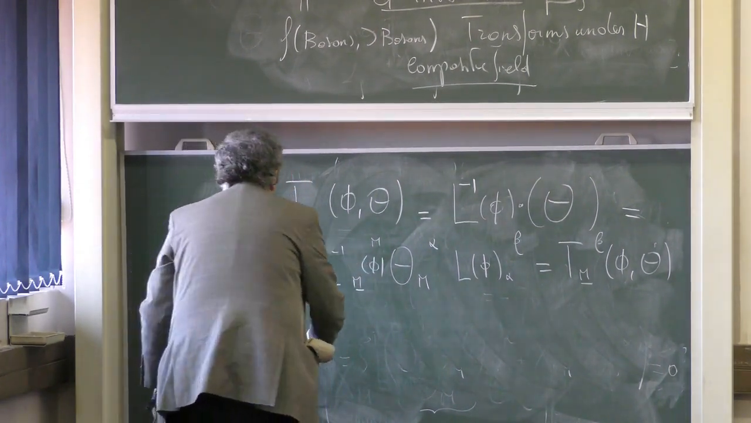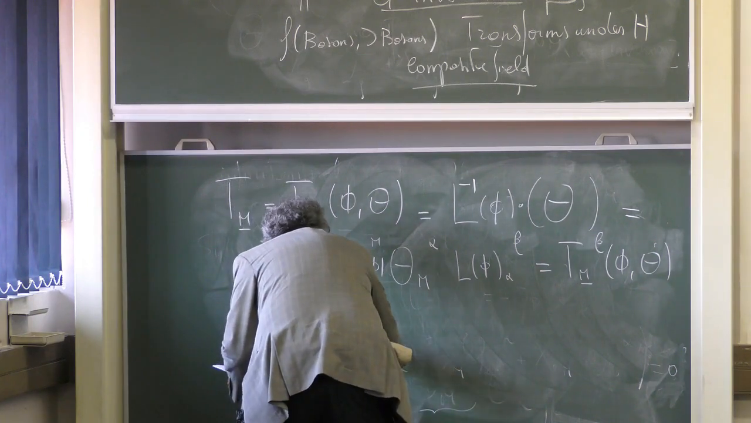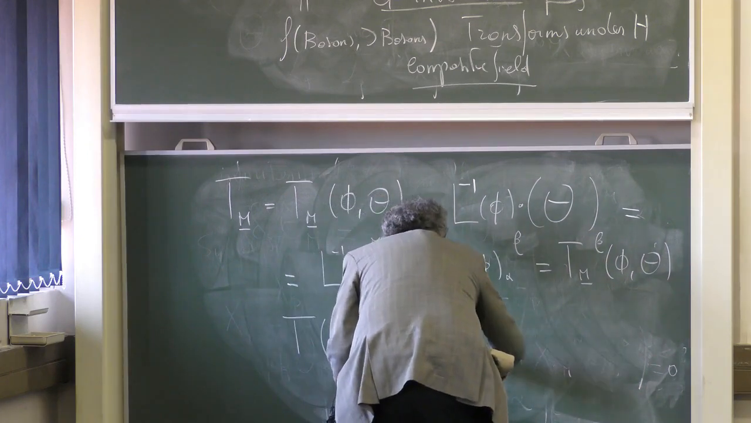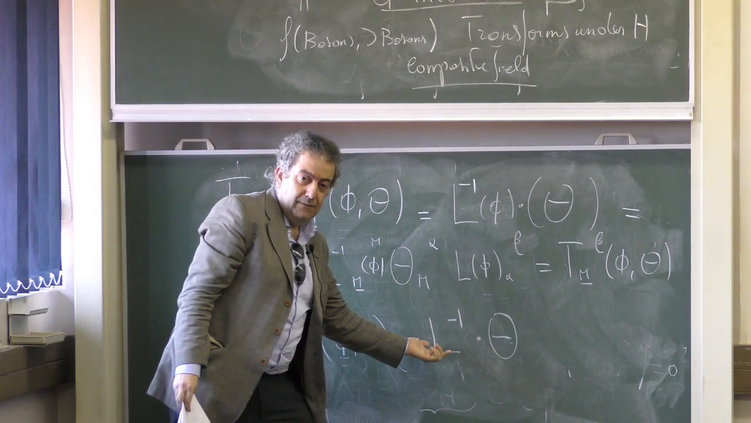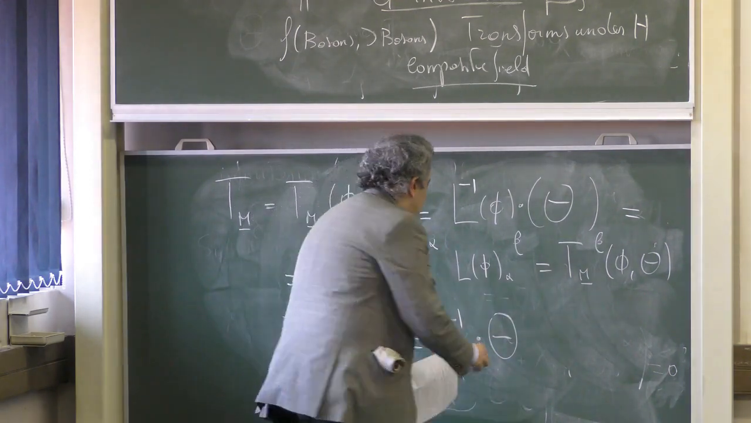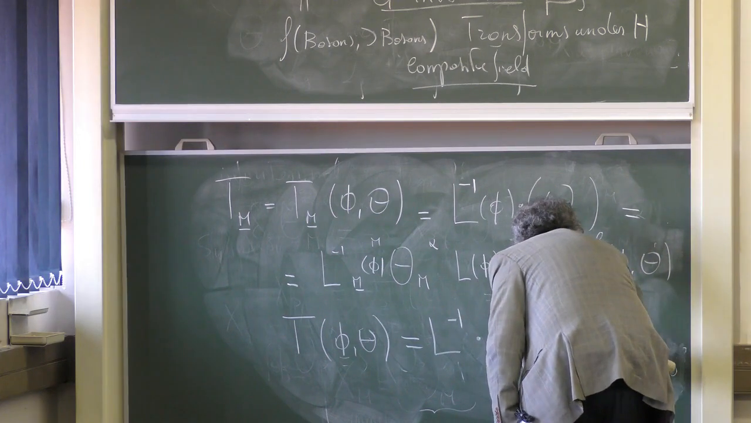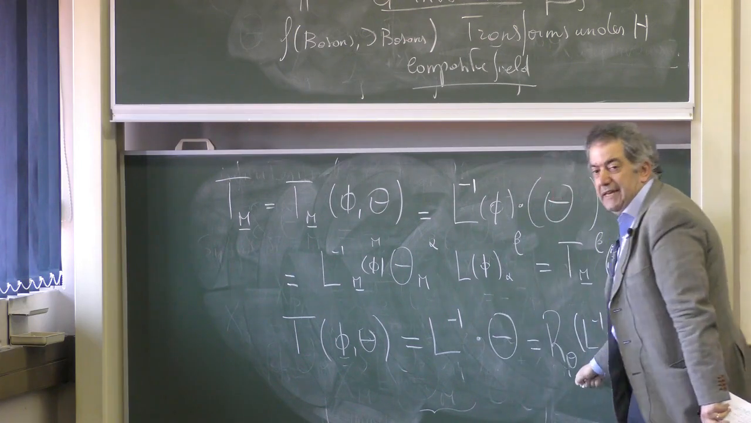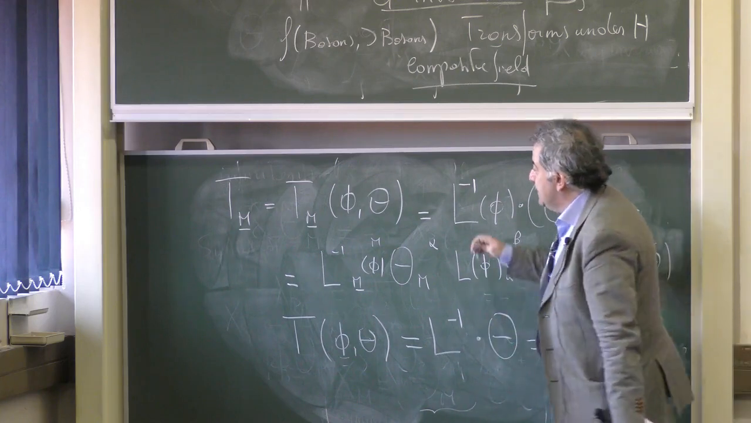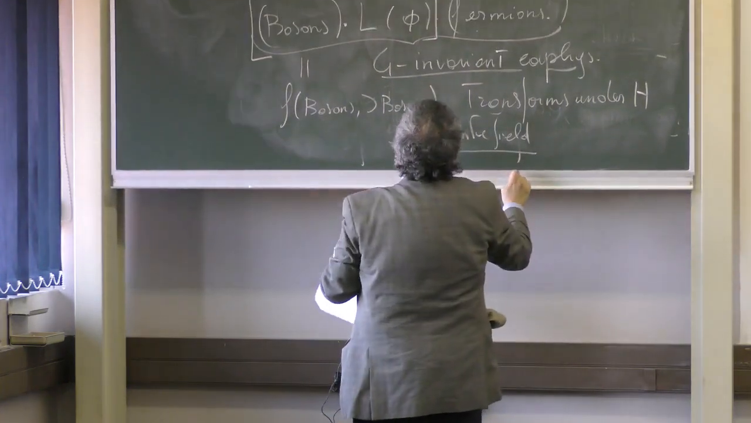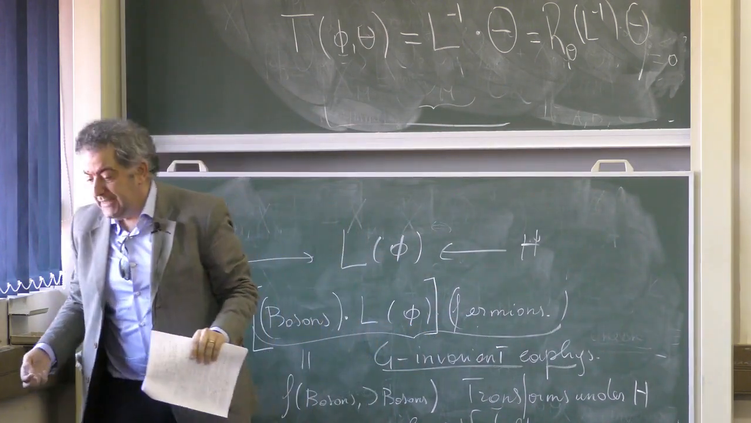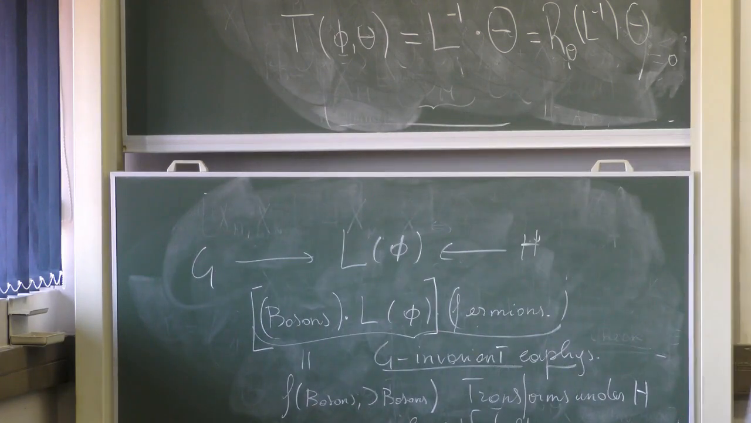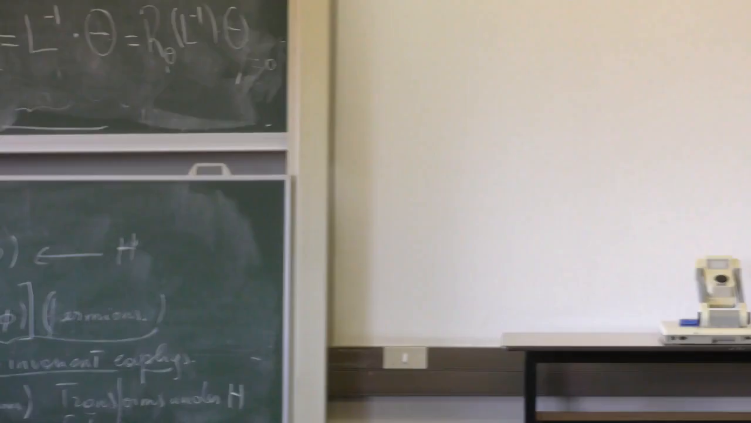Let's prove that it transforms like this. So let us write T of phi and theta schematically as L minus 1 times theta. This is a symbolic way of writing this: L minus 1 in the representation of theta acting on theta. To be precise, we should write R of theta of L minus 1 times theta. Okay? To be precise. But let's be sloppy and write just L minus 1. Let us show that under a generic transformation in G, this T transforms as a composite field, so through the compensating transformation. And so it can be used to construct terms defining couplings between scalar fields, bosons and fermions.